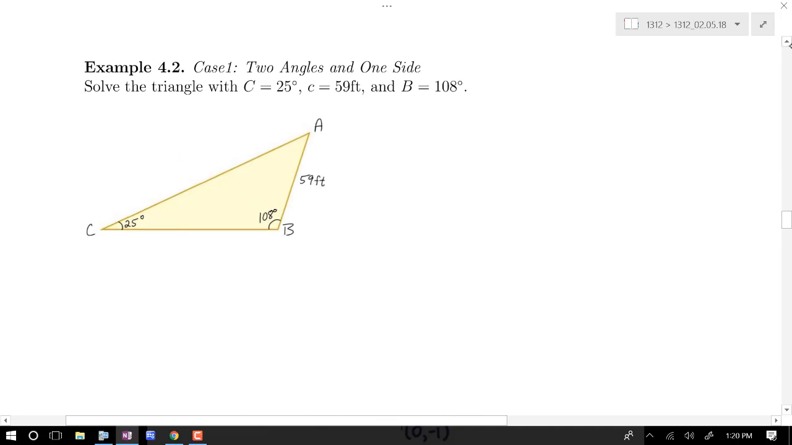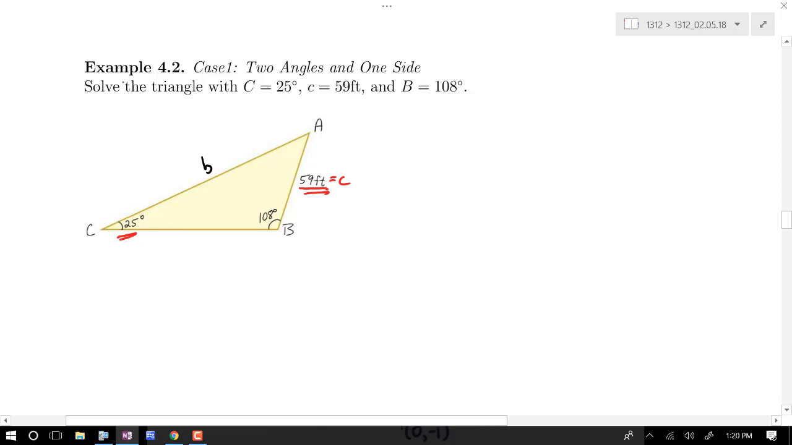All right, so now we're going to do one where we know two angles and one side. Again, we can use law of sines as long as we have a matched side angle pair. And for us, that would be side C and angle C, right? Now, if I'm going to start by solving using law of sines, what are we going to try to find first? B, yeah, the side opposite this other known angle.